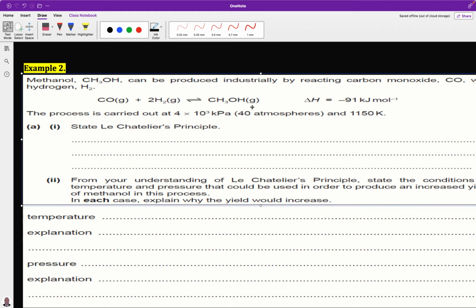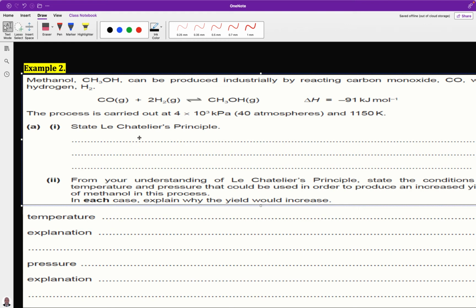Why do I say so? I say decreasing the temperature will increase the production of methanol. The explanation is that being an exothermic reaction, decreasing the temperature favors the production of more methanol. Simple.